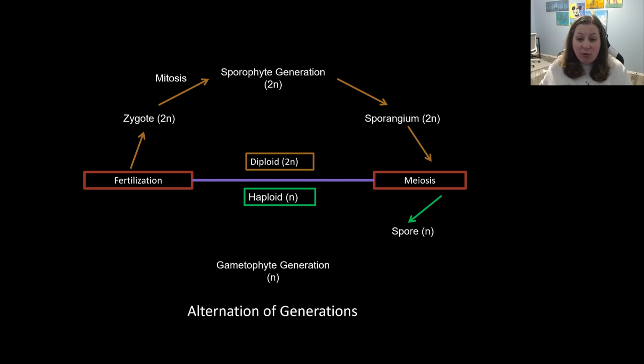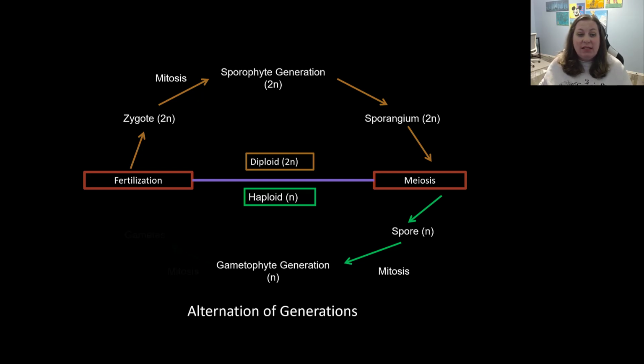They only have half the chromosomes. These spores, though, are going to go through mitosis and create the gametophyte generation. This, again, is a multicellular part. Now, this is what makes it unique, okay? Has this multicellular gametophyte generation.